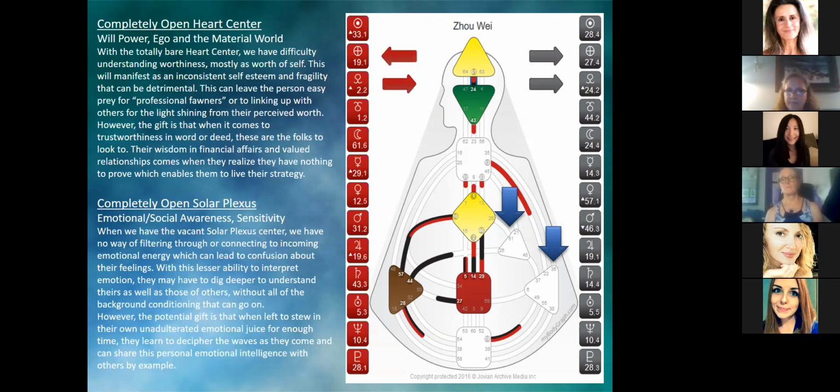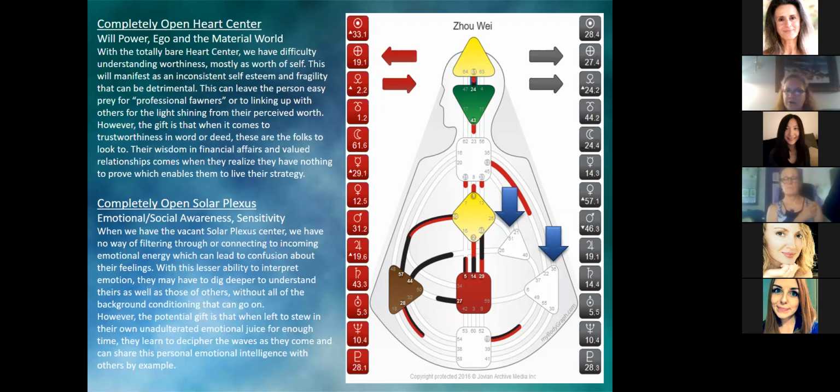And then on the solar plexus being completely open, because the solar plexus rules the emotional and social awareness and their personal sensitivity, when we have that totally vacant, we have no way of really filtering through emotional energy. What are these feelings coming to me? I'm feeling something. What is it? I'm not sure. And you've got to spend some time alone and kind of stew in your juices for a bit to really understand what you're feeling. And it can be difficult.